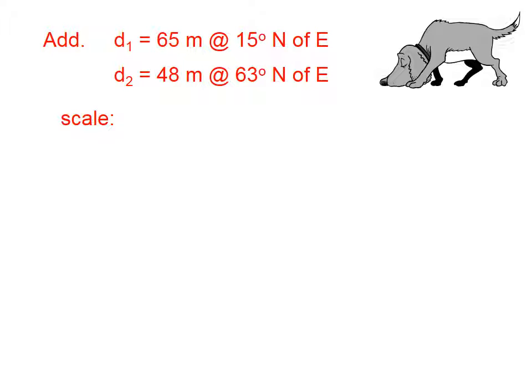Let's do one more example of graphically adding vectors. We're going to add these two displacement vectors by choosing a scale so that it fits on our paper. 1 centimeter is equal to 10 meters. Then we need to draw the first vector relative to some fixed direction.